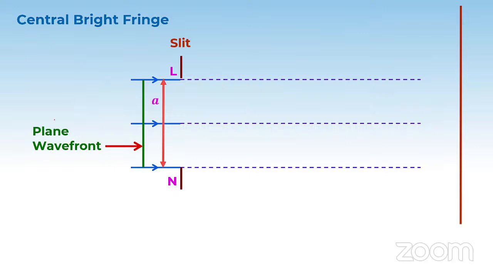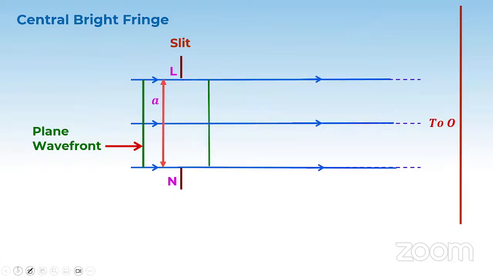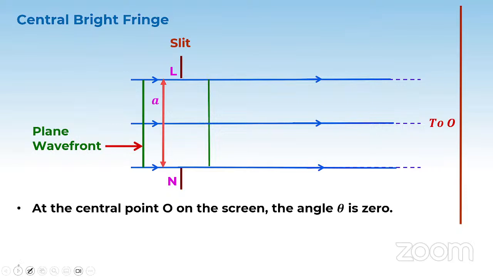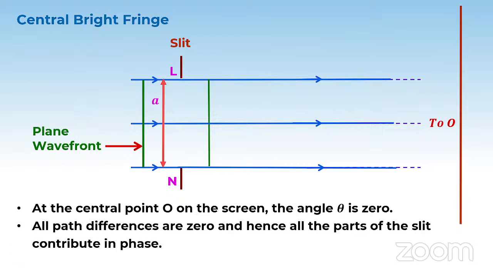So the position of the central bright fringe, if you see, will be at the center, but its width is very important. Suppose this is the width of that central fringe. So at the central point on the screen, the angle theta is 0. So the path difference between the light rays, how much will it be? 0. So all path differences are 0, and hence all the parts of the slit contribute in phase.